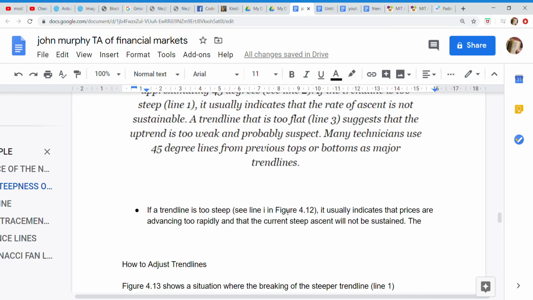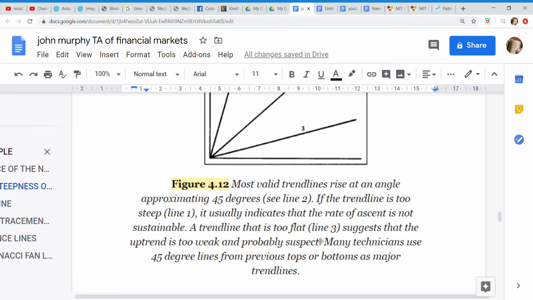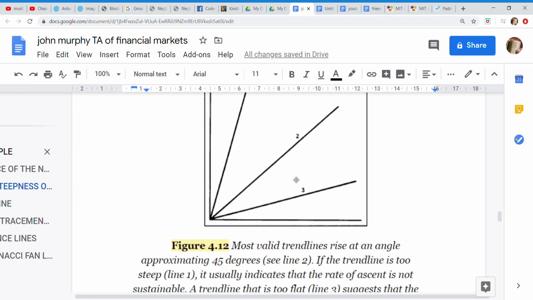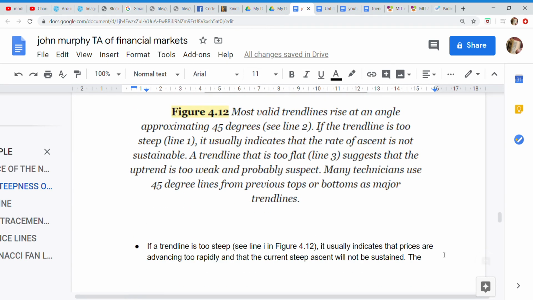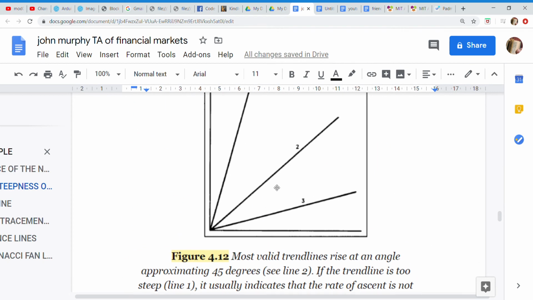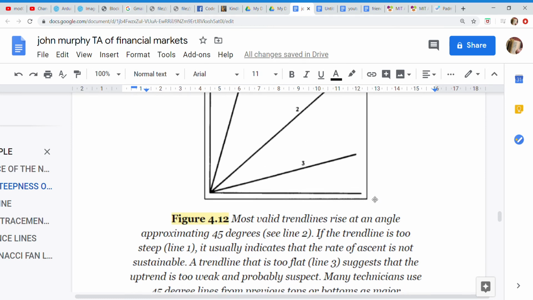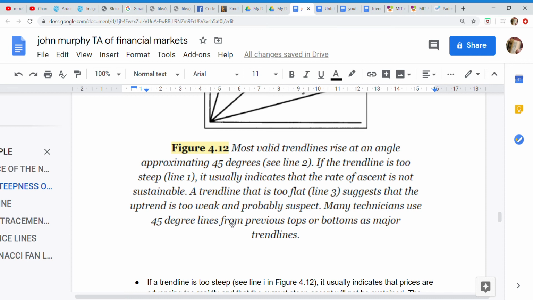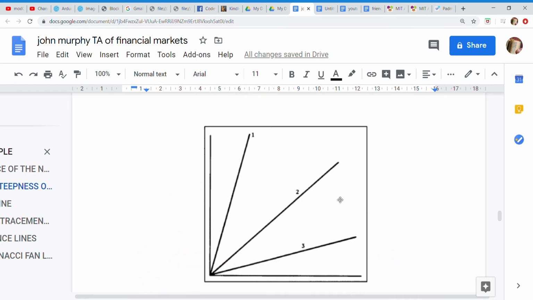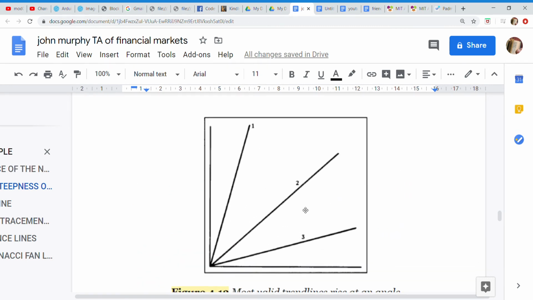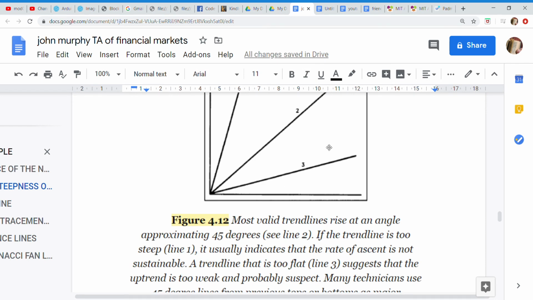If a trend line is too steep, see line 1 in figure 4. If it is too steep, it usually indicates prices are advancing too rapidly and it is not sustainable. So line 2 is sustainable, and at line 3 the uptrend is too weak. So at 45 degrees it is the best line.